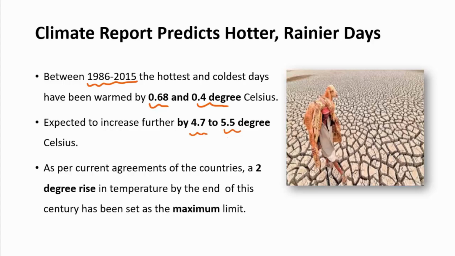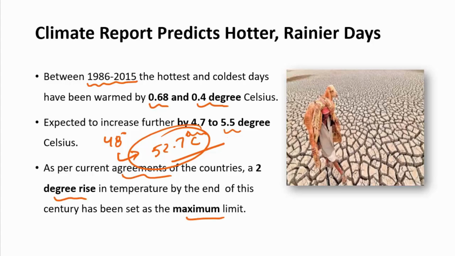And this means that if at a particular location the maximum temperature across the year is recorded as 48 degrees Celsius, then by the end of the 21st century, it will increase by 4.7 degrees Celsius. That means it will be around 52.7 degrees Celsius. The hotter day will be 52.7 degrees Celsius, which is a bad sign, of course, right? So this change is expected to happen, and as per the current agreements between the countries all across the globe, a maximum of 2-degree rise due to global warming is set as the maximum limit which is allowed. So this is really a sign of worry for the Indian subcontinent.